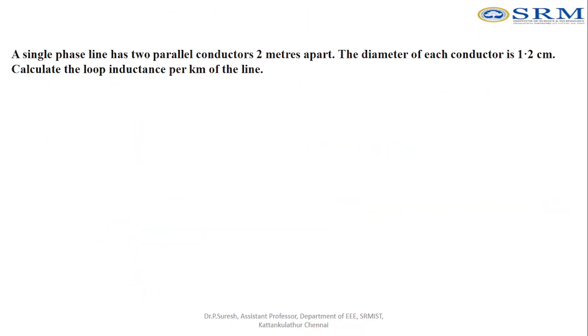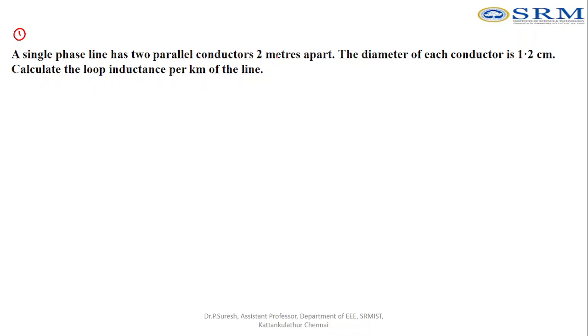Right. Next we will take a problem that shows how the inductance can be calculated. The problem is given here, example problem number 1. A single phase line has two parallel conductors 2 meters apart. The diameter of each conductor is 1.2 centimeter. Calculate the loop inductance per kilometer of the line.